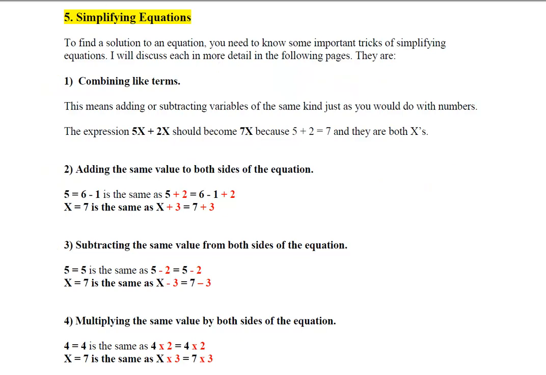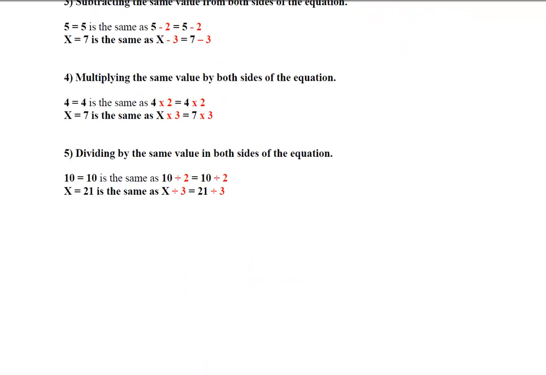Number 4, multiplying the same value, and number 5, dividing by the same value. Similarly, if you multiply by a number on both sides, right and left, or divide by the same number on both sides, right and left, you do not change anything. For example, 10 equals 10. Now divide by 2 and divide here by 2. Becomes 5 equals 5, so you didn't change anything. Okay, 2 equals 2. Multiply by 3 here, multiply by 3 here, 6 equals 6.